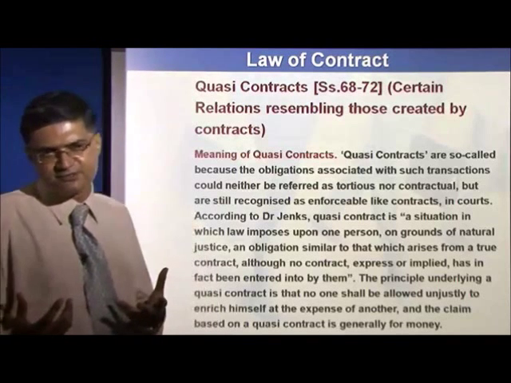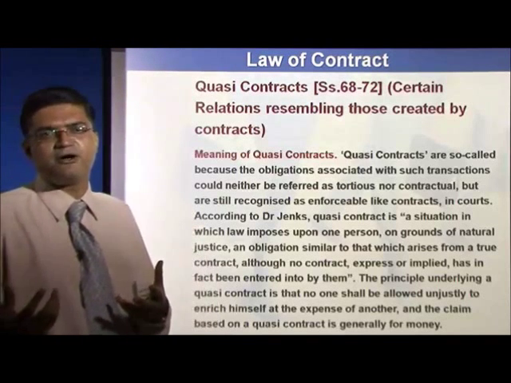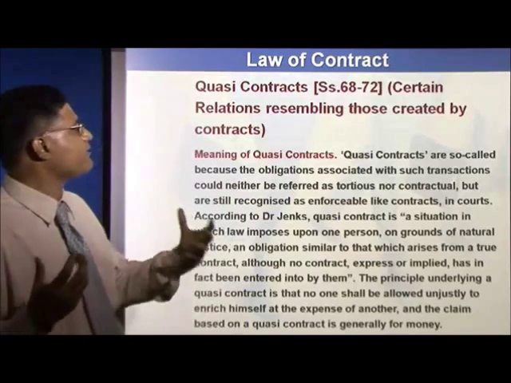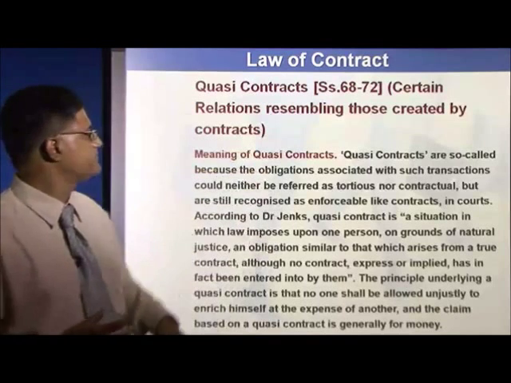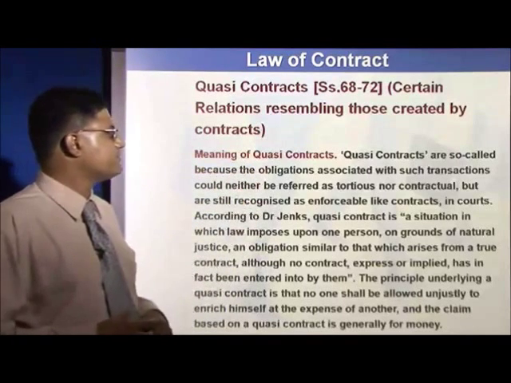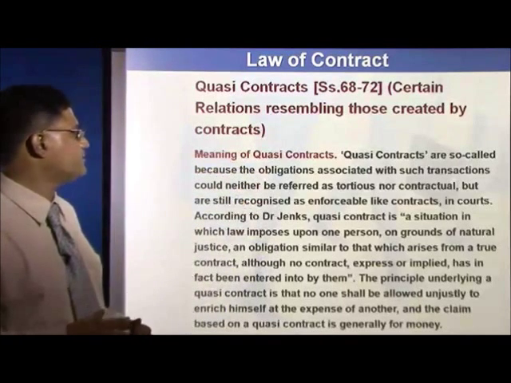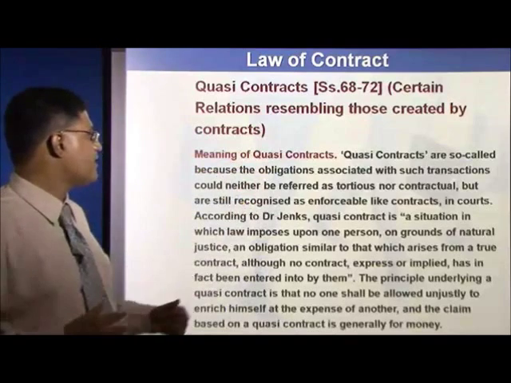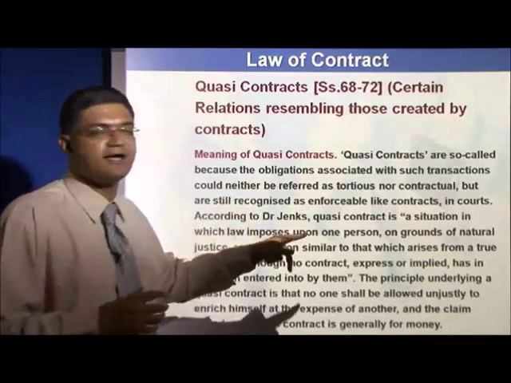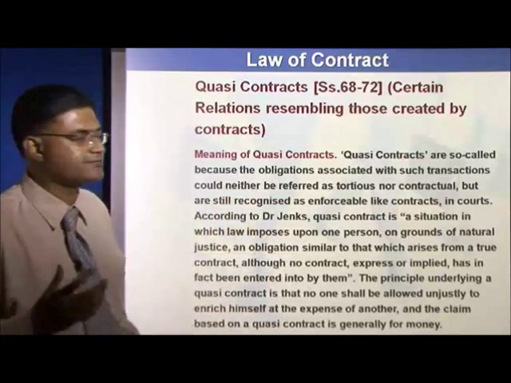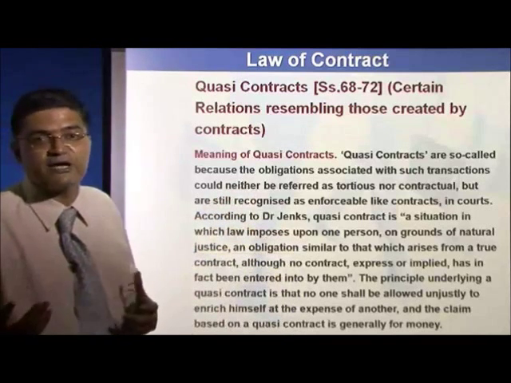Now quasi contracts. Quasi contracts means they are contracts but not a real contract. That's what it's called, quasi contracts. Certain relations resembling those created by contracts. Now what does quasi contract mean? Quasi contracts are so called because the obligations associated with transactions are neither tortious nor contractual but still recognized as enforceable like contracts. The same is called quasi contracts.